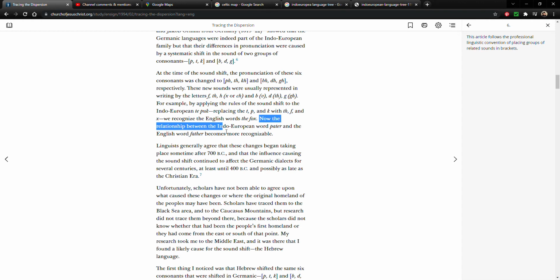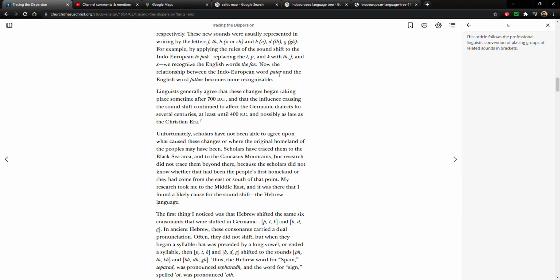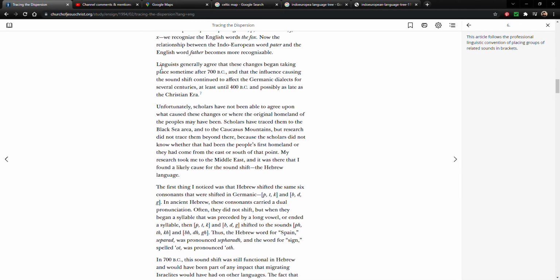Now the relationship between the Indo-European word pater and the English word father becomes more recognizable. Okay, yeah, pater, father. Linguists generally agree that these changes began taking place somewhere after 700 BC. So it seems like there's a direct correlation from the Northern Kingdom being scattered and migrating and these linguistic changes.